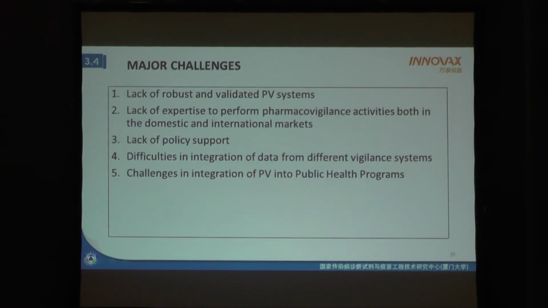And now we have some major challenges for the PV system. The lack of a robust and validated PV system, and we lack expertise to perform pharmacovigilance activities both in the domestic and the international market. And we lack policy support. We have difficulties in integration of data from different vigilance systems. Also, there are some challenges in integration of the PV into public health programs. For this part of the job, we are working on it, and we try to improve it.